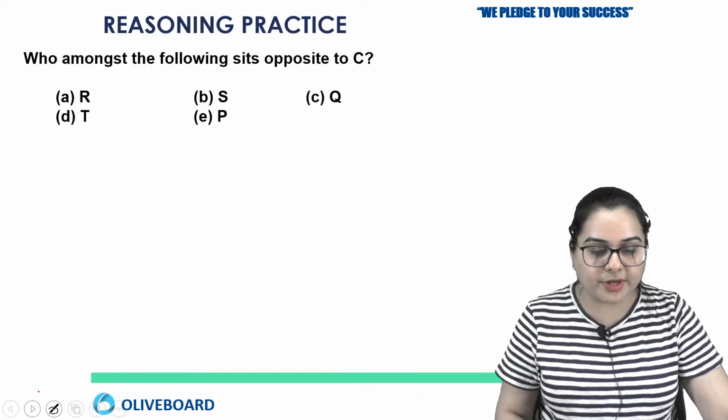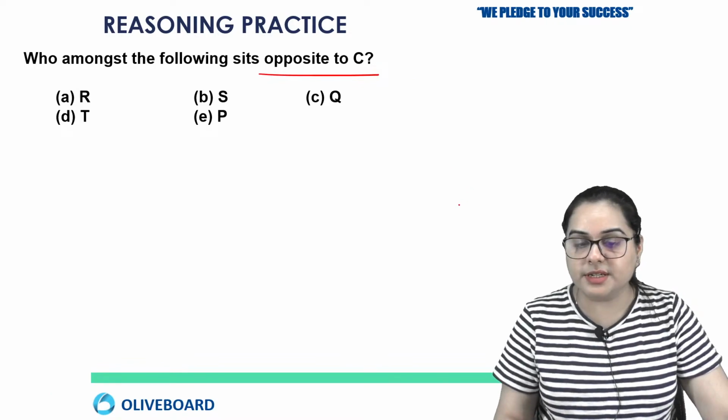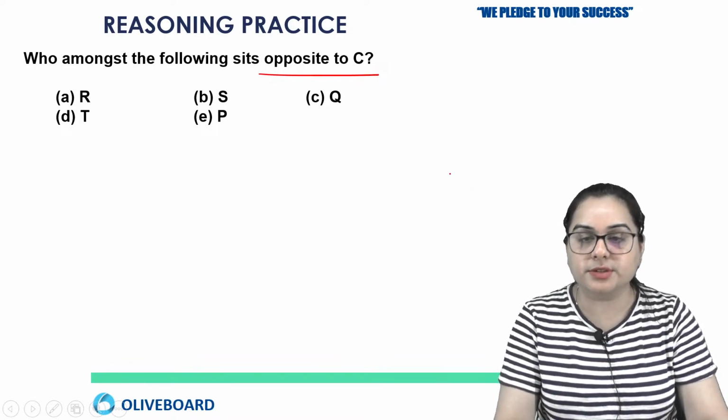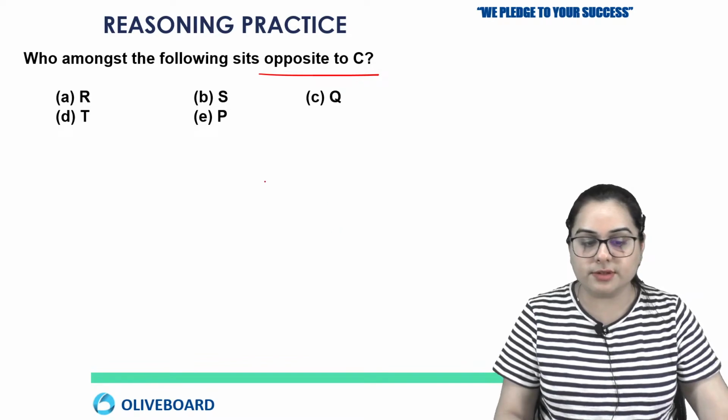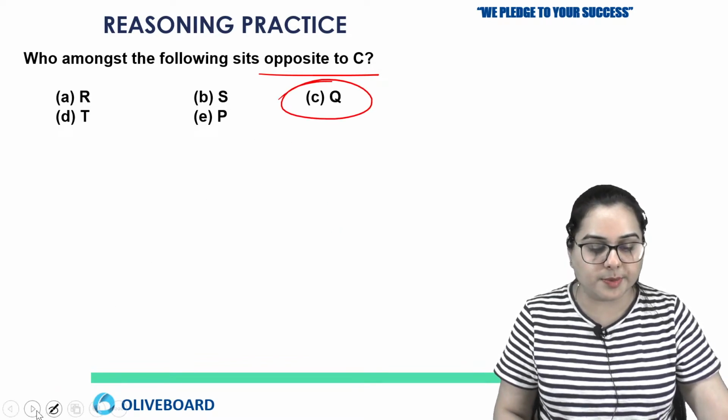Okay. Next question. Who is sitting opposite to C? Now this is your question, who is sitting opposite to C? Okay, so just check your solution. It is actually Q who is sitting opposite to C.